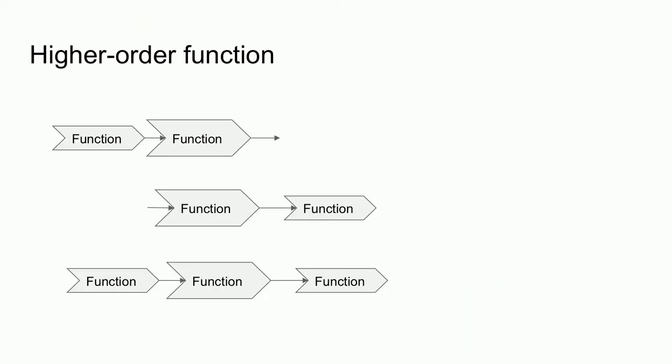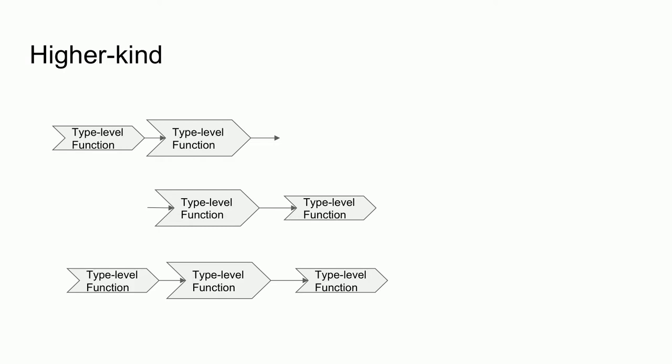So higher kinds are sort of like a type level analogy of higher order functions. A higher order function is a function that either takes a function as input, produces a function as output, or does both. When we take those functions up to the type level, that's basically what we've got with higher kinds. We take a type level function as input, or produce it as output, or both. But it's not just type level functions here, it could be a higher kind as well. So it's like type level or more complex.